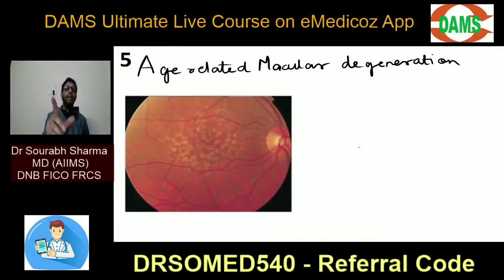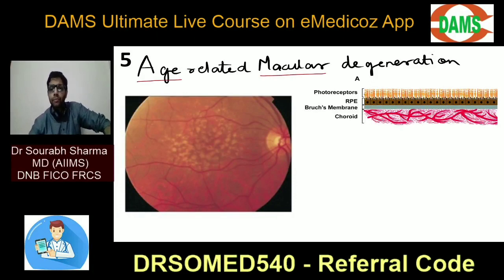The topic is not difficult. The fluorescence angiography picture will very rarely be asked, but I will tell you. What happens in old age, when there is some problem in the macula? What is the problem in the macula? See this: it is rods and cones, then RP layer, then Bruch's membrane, choroid. What happens when we age?